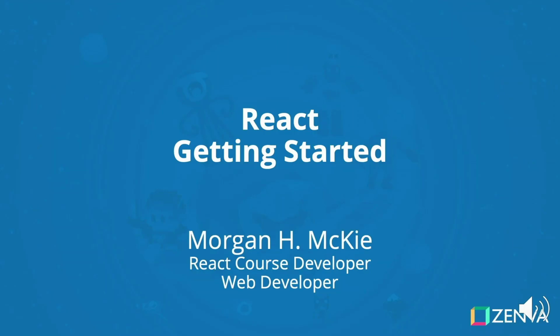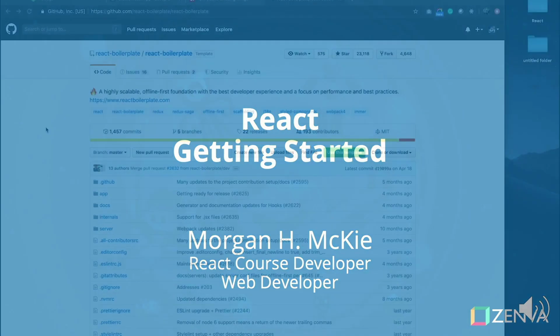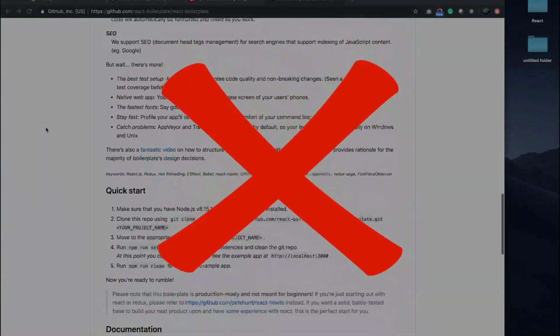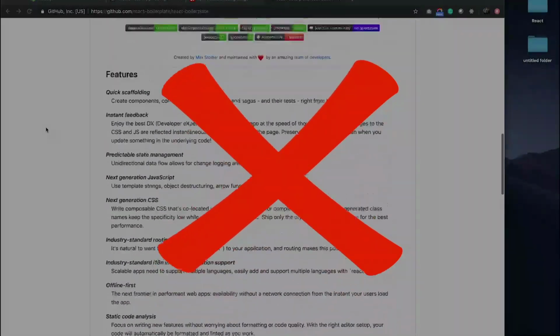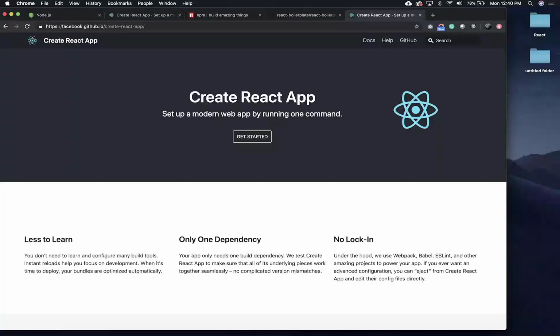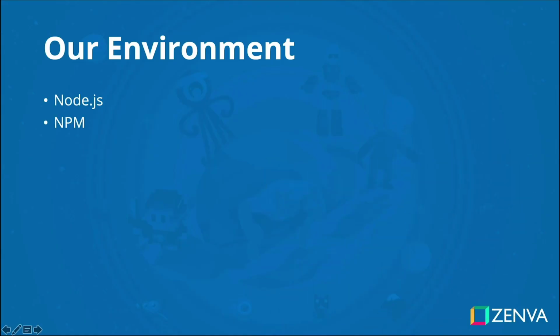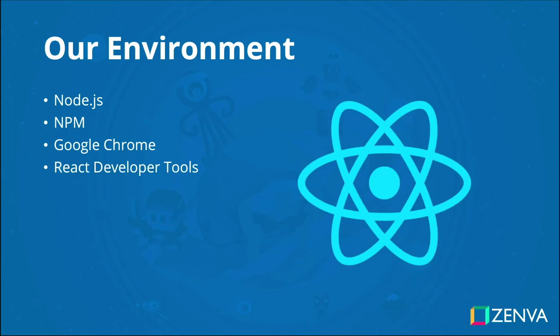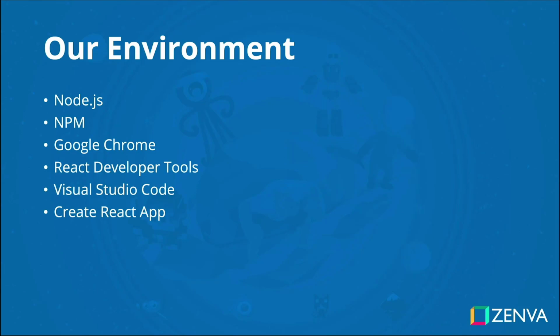Welcome back. In this lesson, we'll be learning how to set up our environment for building our application. Don't worry, there's no boilerplate to clone from GitHub, no webpack config either. Instead, we're using Create React App, a tool Facebook made. It provides a starter project and built-in build tool so we can skip to the fun part, creating our app. The tools we'll need are Node.js, NPM, Google Chrome, React Developer Tools, Visual Studio Code, Create React App.